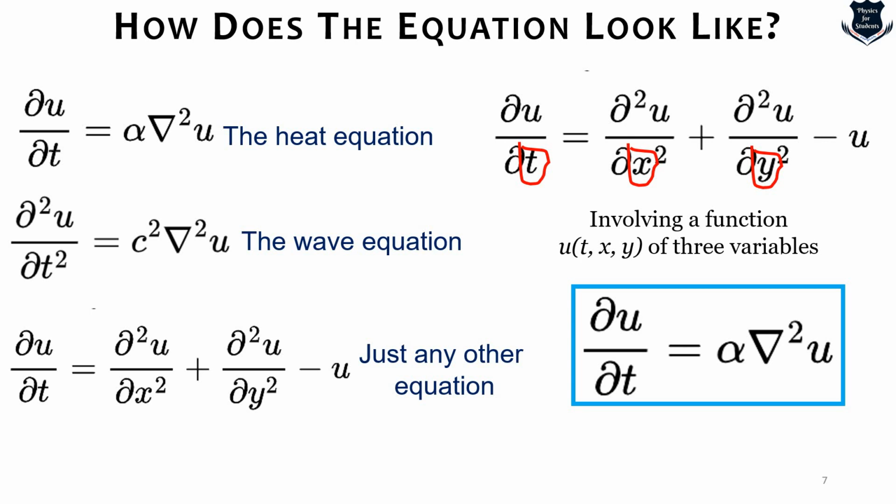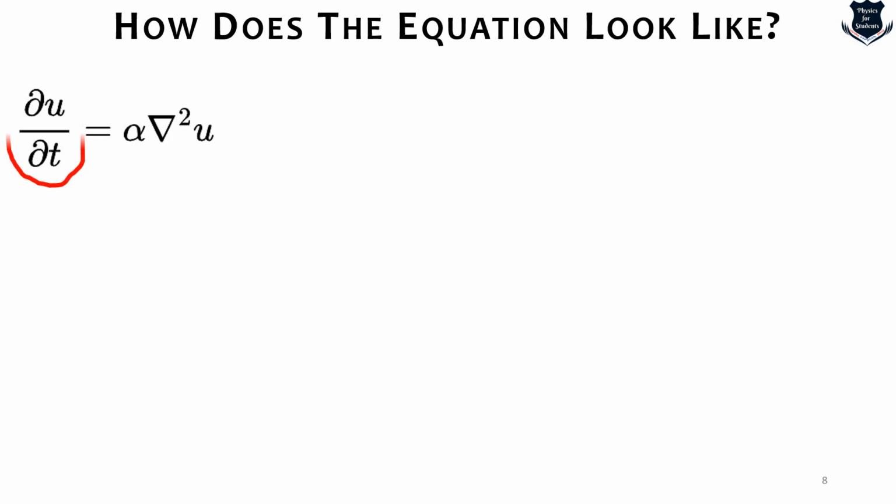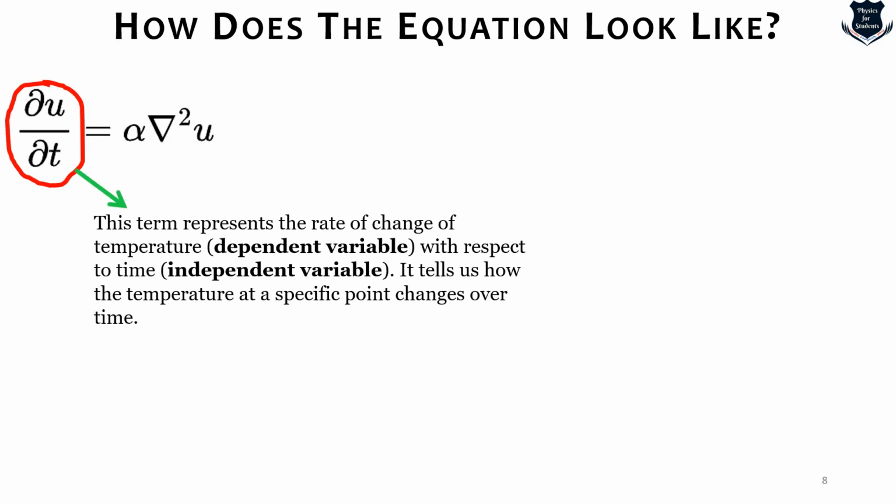Don't worry about these signs. You can just consider them to be simple variables, and I will make you understand the core factor, the basic root, and then you can understand on your own. The first part, del u by del t, represents the partial derivative of the function u with respect to time t. This term is the rate of change of temperature, which is the dependent variable, with respect to time, which is the independent variable. It tells how the temperature of a room or a coffee cup changes. Alpha is basically a constant.